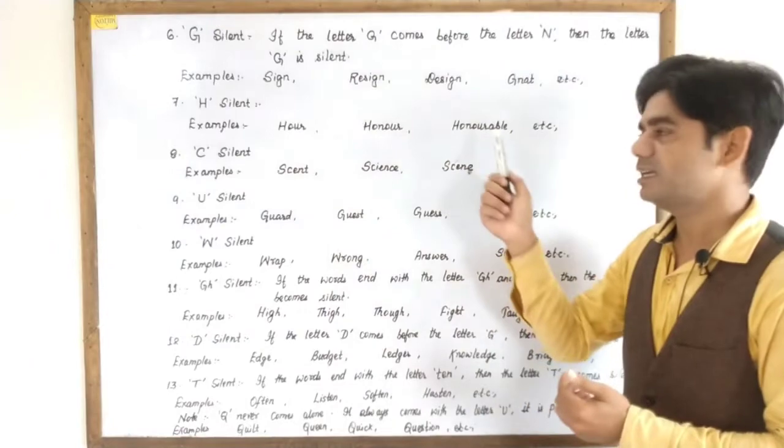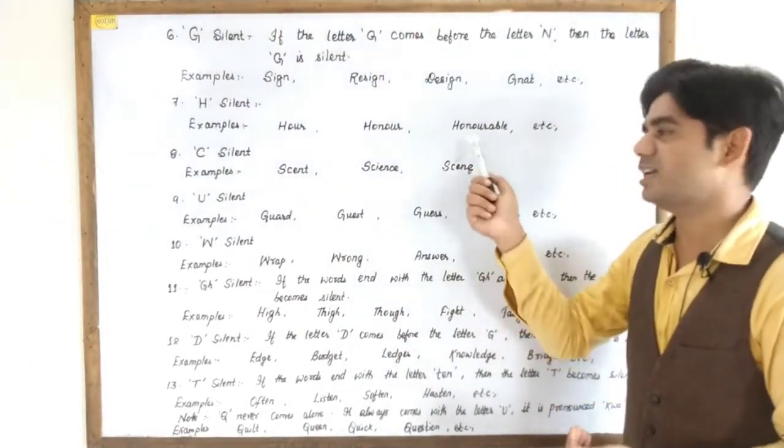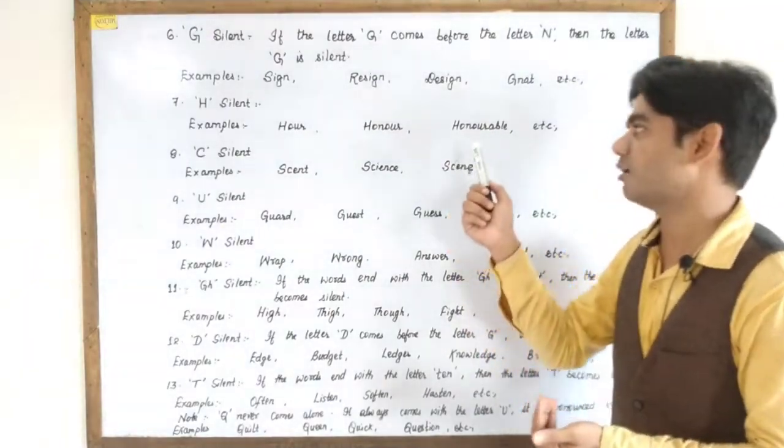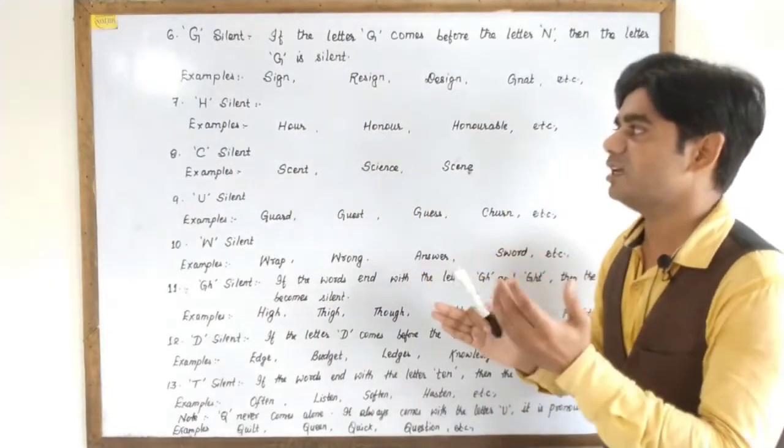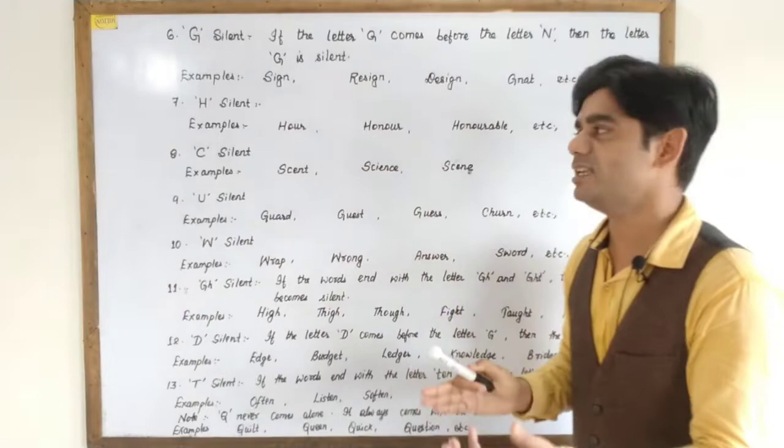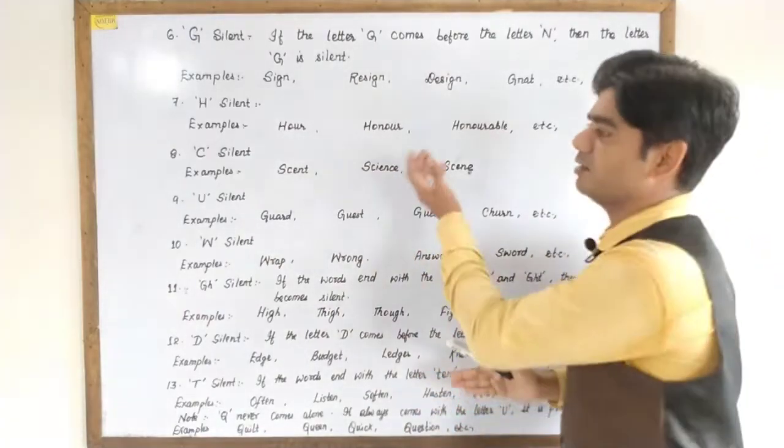HONOUR, honor. Now another example we have is HONOURABLE, honorable. So we have understood that there are some words that contain H as a silent letter. So these are some words.